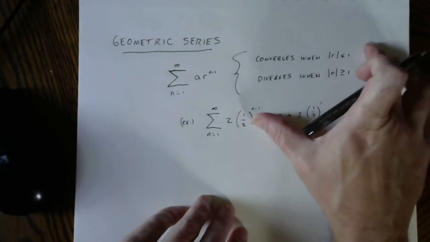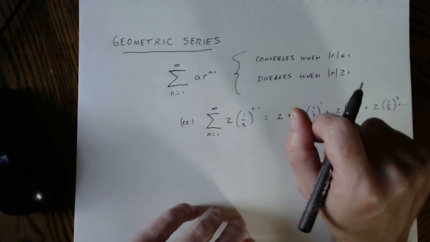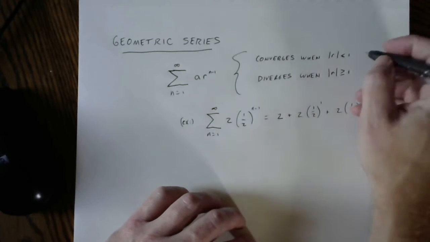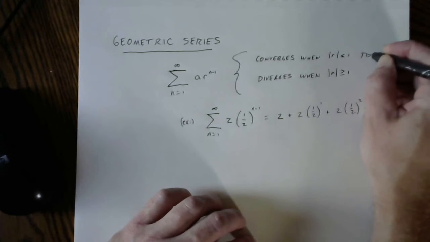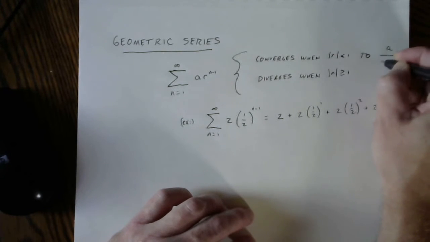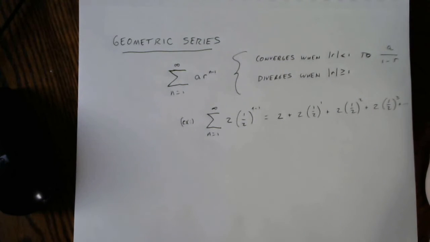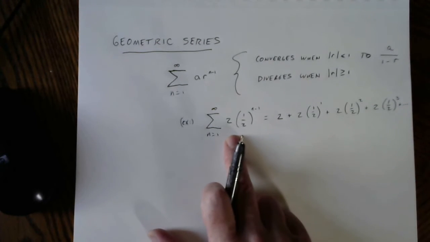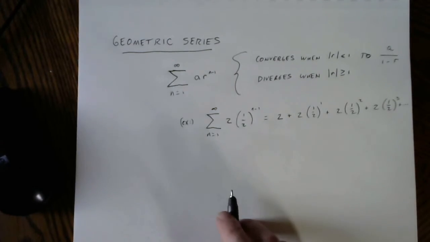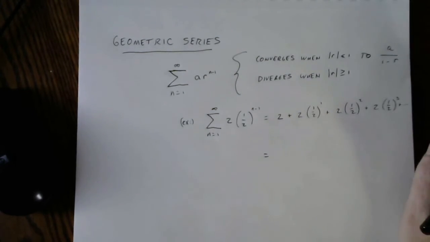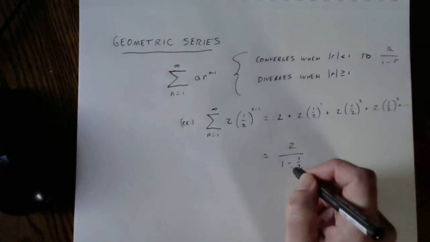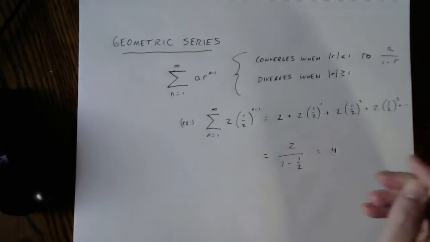And this is one of the only series where we can actually evaluate what it converges to, should it converge. And that is this nice little simple formula, A over 1 minus R. So we can actually find the sum of a geometric series that converges. If you were presented with this series, it's in the correct form, R is a half, it certainly converges, and I could even find out what this sum is. So this will be 2 over 1 minus 1 half. I have a half on the bottom, bring that up, it's a 4.